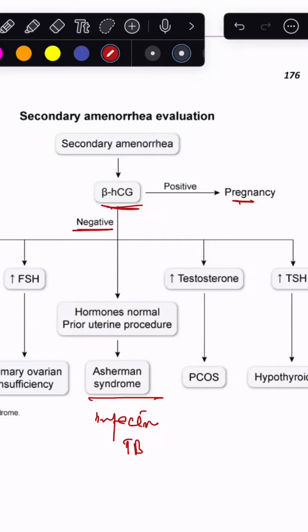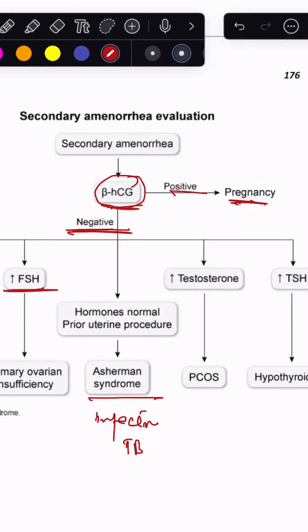Amenorrhea evaluation: the first thing you will do is check the beta HCG to rule out pregnancy. If it is positive, your patient is pregnant. If it is negative, you will go for the hormonal profile. You will check prolactin. If prolactin is high but TSH is normal, it might be a pituitary adenoma or prolactinoma. As the next part of the workup, you will do the MRI.